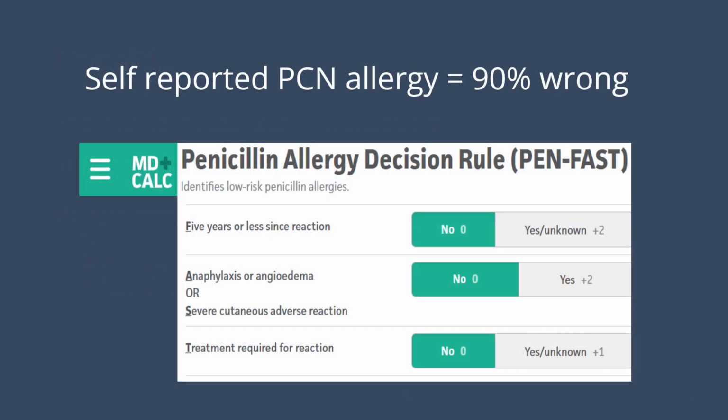What if your patient has the dreaded penicillin allergy? Can you still give them penicillin? Well, studies show that when you skin test these people, about 90% of the time they're wrong. So there still is a role to give penicillin in these patients. I recommend using a validated decision instrument such as the PenFast score as seen here. This identifies low-risk penicillin allergies. It's a quick 3-question clinical decision rule, and if they're low risk, then I often give them the first dose of the penicillin in the emergency department, followed by a brief observation period.